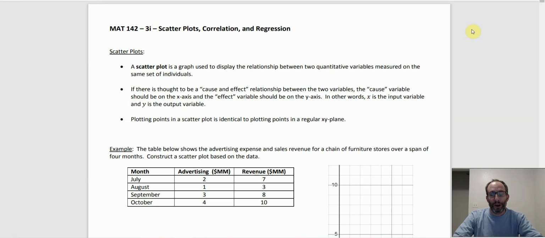3i contains an awful lot of material between scatter plots, correlation, and regression, much more than what one of these usually contains. And if you look at the Newton notes, they're really, really long. They're 48 slides. Usually for one section, they're maybe 10 to 12, I would say. So much longer than normal.